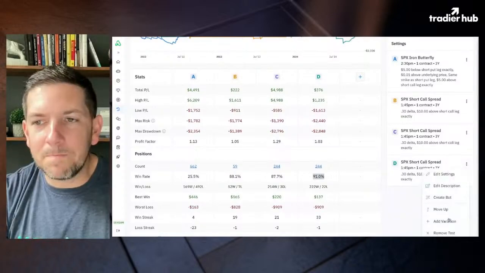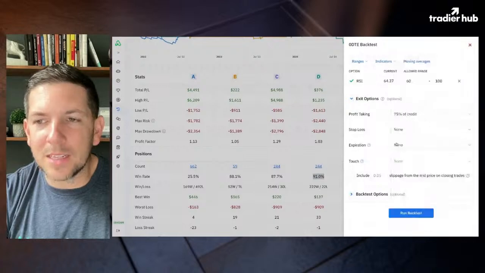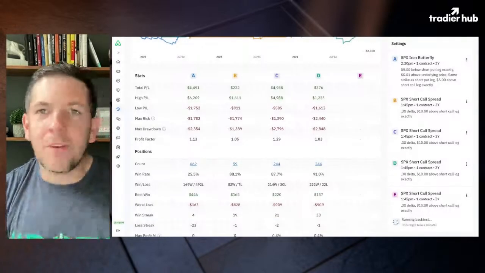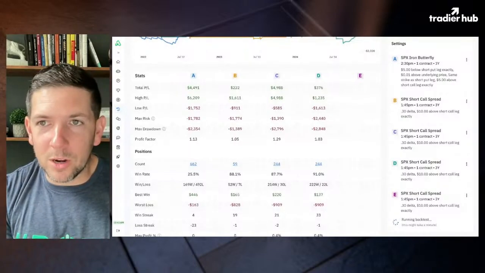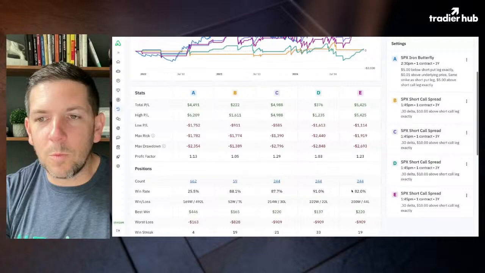Let's test a variation where we go here and we test a little bit higher profit target. So let's test 75 in this case. So let's go the opposite direction. Let's not go down to 25. We'll go back to 50. 50 works, right? So now does 75 work?